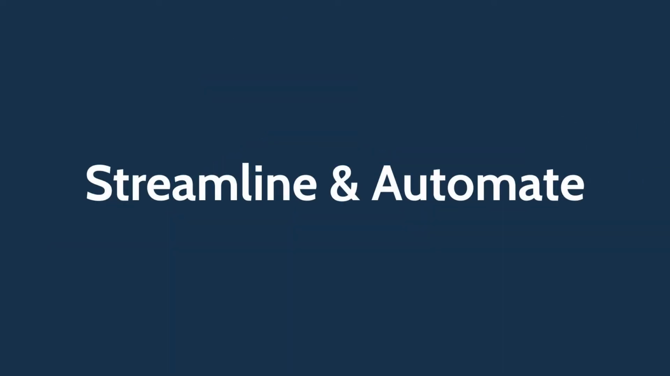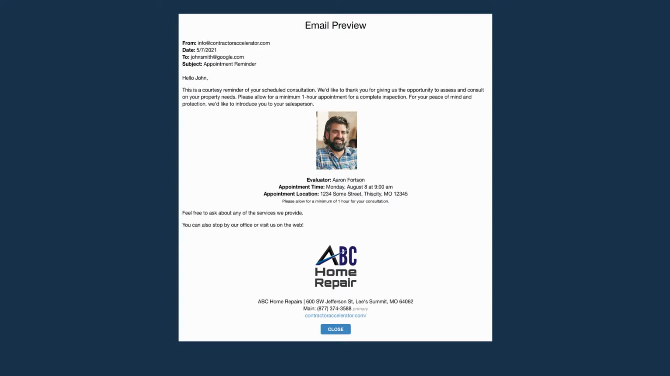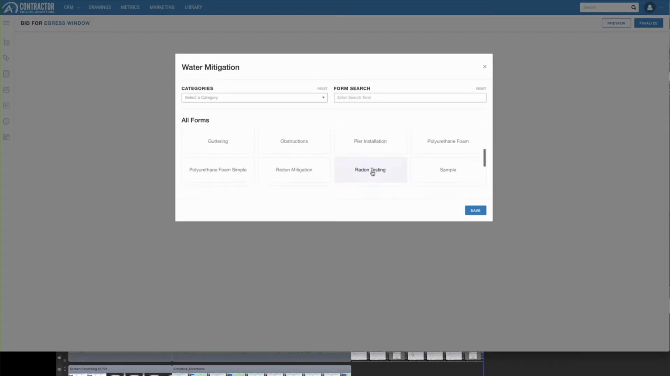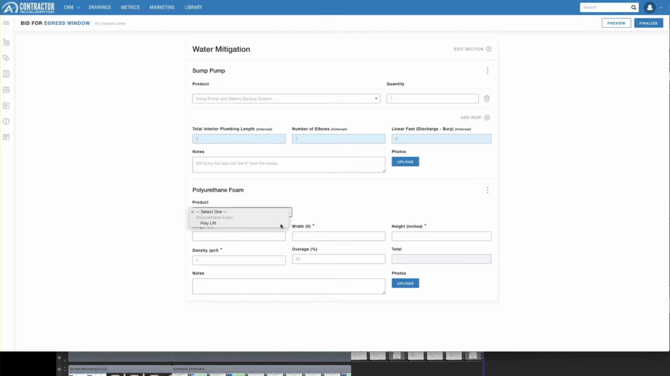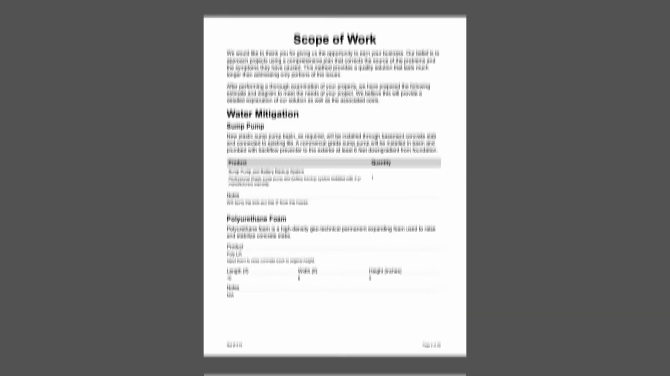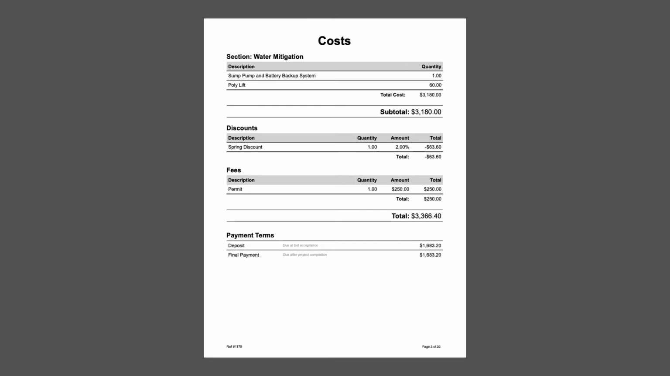Automate appointment confirmations with pre-built emails and text reminders. Once on site, creating professional bids is as simple as selecting a service template and answering a few questions. Then, bids are automatically filled in with custom service descriptions, pricing, and terms and conditions.